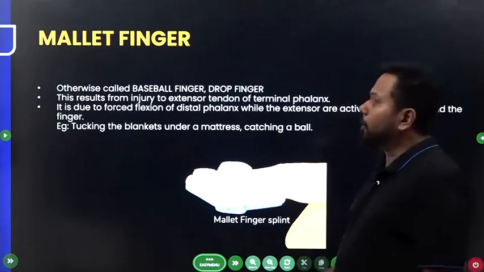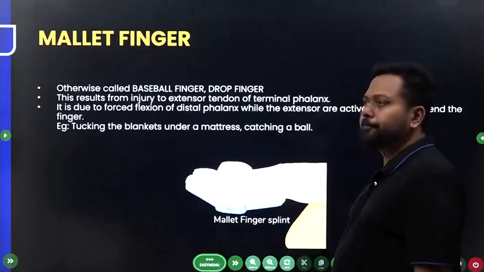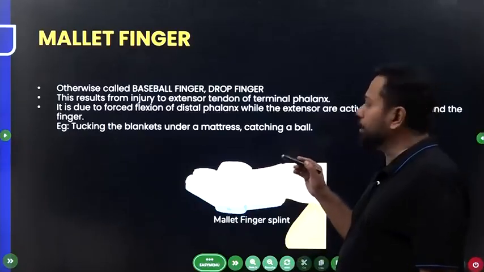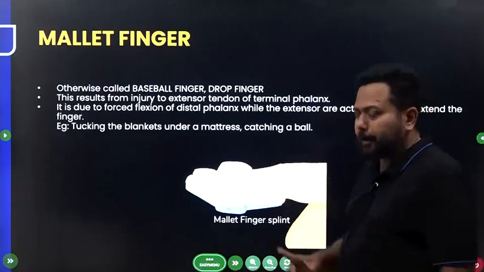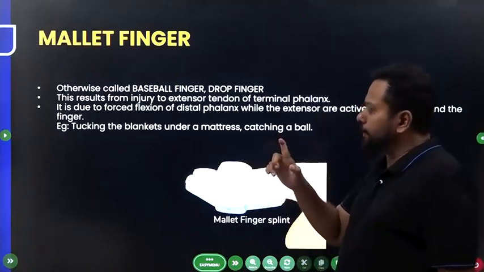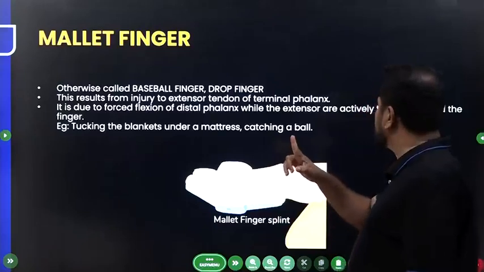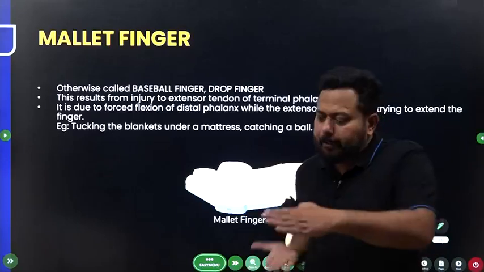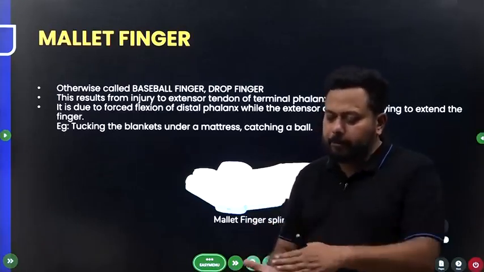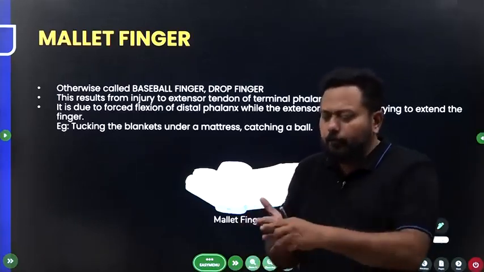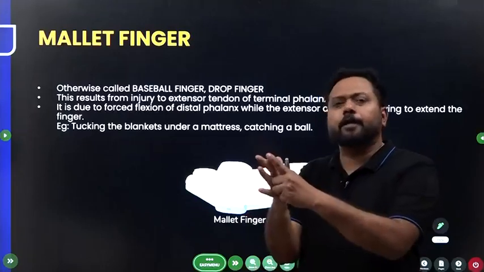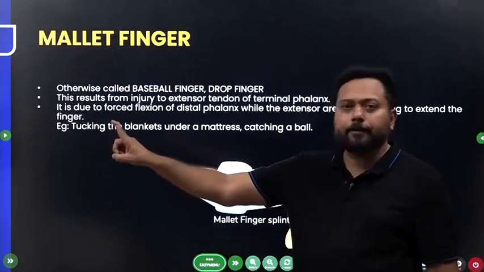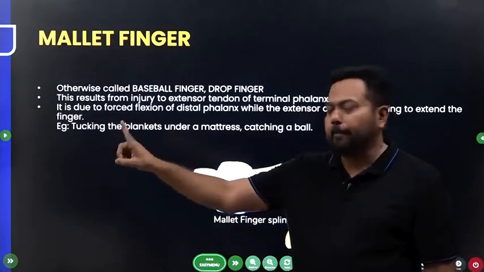Then coming to mallet finger. Mallet finger is otherwise called baseball finger or drop finger. This results from injury to the extensor tendon of the terminal phalanx. Mechanism is forced flexion of the distal phalanx while the extensors are actually trying to extend. A good example: you are tucking a blanket underneath the mattress, some obstacle is there, forceful sudden flexion of the distal phalanx, and the extensor tendon gets ruptured. It will take a shape like this, like a mallet.